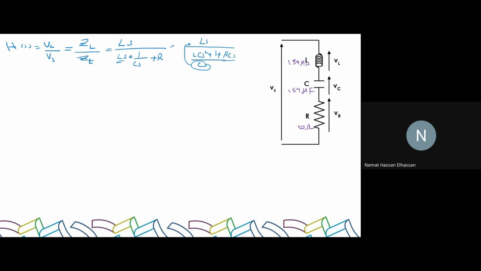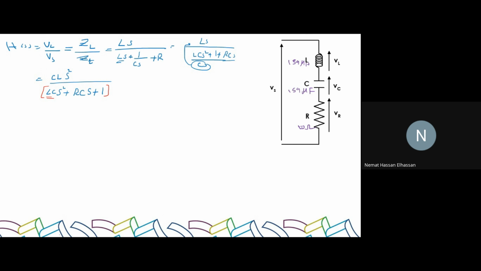So it becomes CLS squared divided by, and let me rearrange it as a quadratic expression, with the highest power of S first: LCS squared plus RCS plus 1. Correct? Now just to make my life easier, I want the denominator to be an ideal quadratic expression. So I want to get rid of this LC, just so it will look like S squared plus S times a number plus a number.